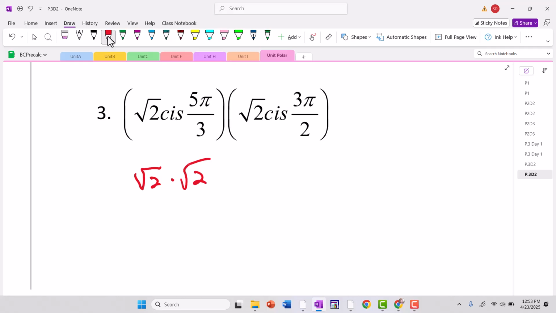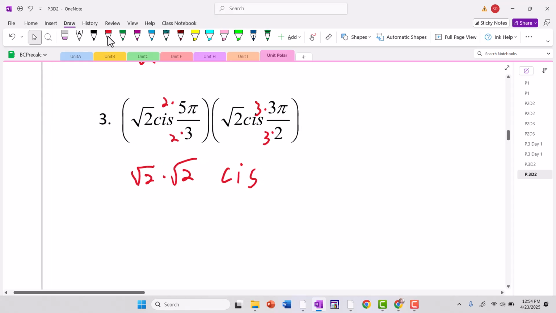I don't remember doing root 2 times root 2, cis, and then I need a common denominator. I did. Times 2 times, I do remember it now. Times 3 times 3, because here's the problem. That becomes 10 pi plus 9 pi over 6. That's 19 pi over 6.